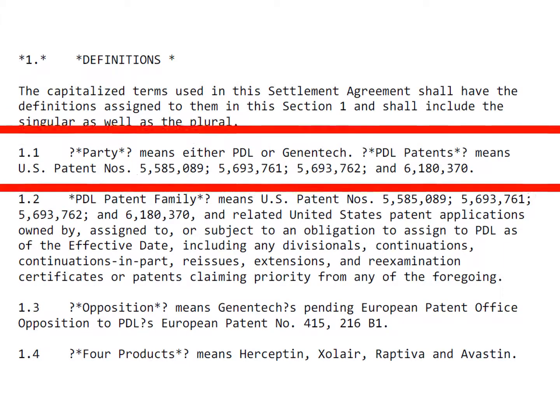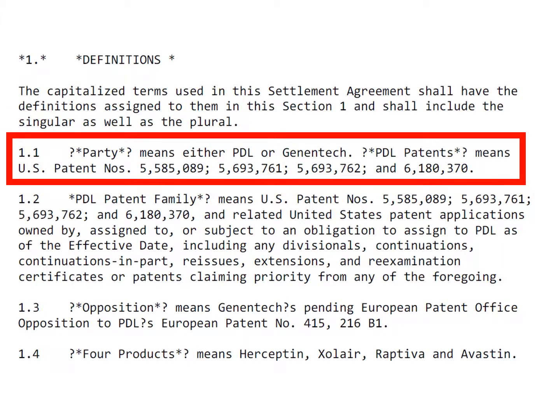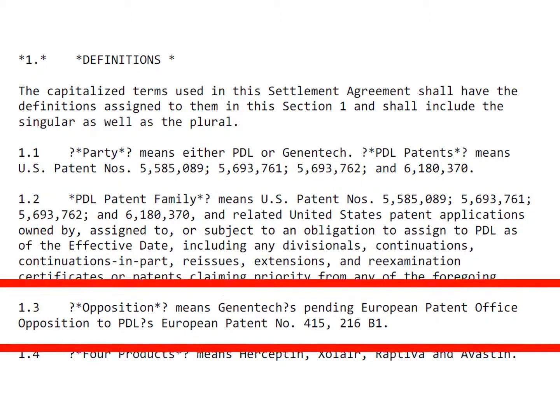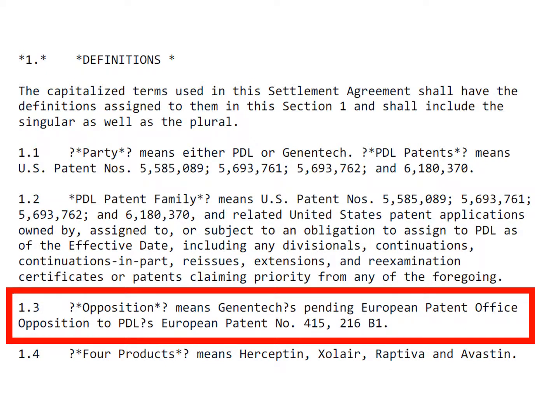Here are some definitions. Party means either PDL or Genentech. PDL patents means U.S. patent numbers, and those are the patents at issue. PDL patent family means those U.S. patent numbers and related United States patent applications owned by, assigned to, or subject to an obligation to assign to PDL. A bunch of other patent language there, but basically PDL family is these U.S. patents and U.S. patents related to them. Opposition, meanwhile, means Genentech's pending European Patent Office opposition to the European patent number, and there's the number.